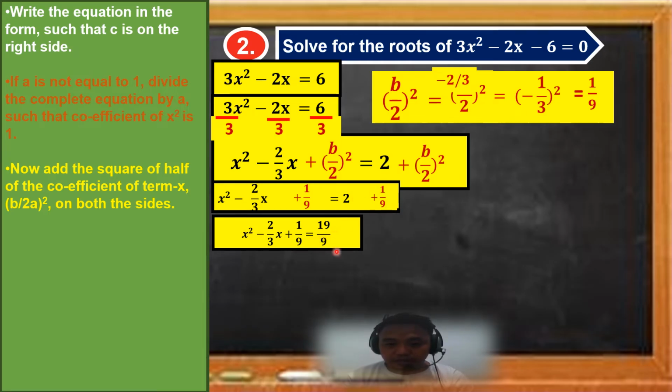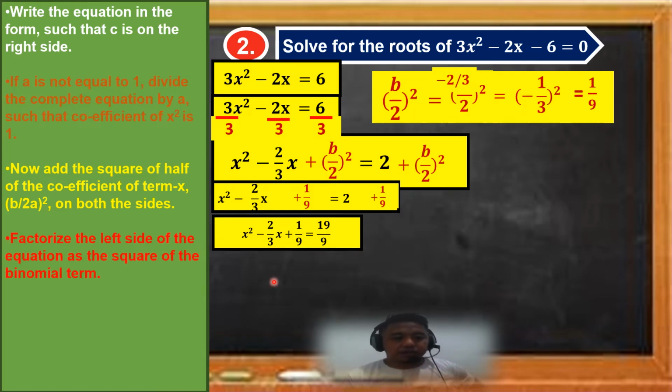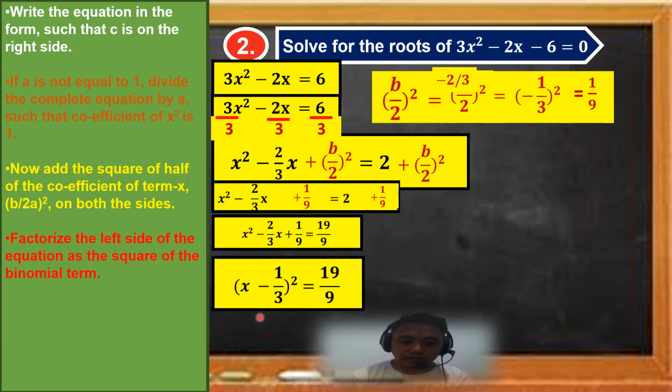Then copy the denominator, copy niyo lang yung 9. Ngayon, next step natin is to factor. Ulitin ko guys, 19 over 9, 2 times 9 plus 1. Okay? So, ito i-factor na natin 'to. Kukunin mo lang yung square root ng 1 over 9. Square root ng 1 over 9, ito yun. Diba? 1/3. Minus yung nasa gitna, kaya magiging x minus 1/3, and then, raised to 2 equals 19 over 9.